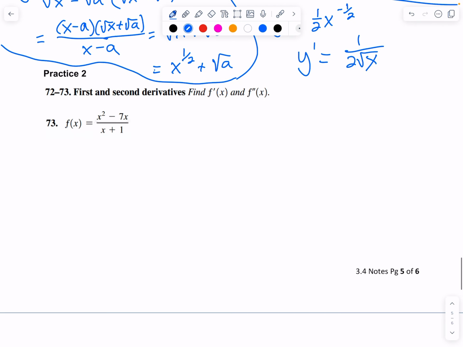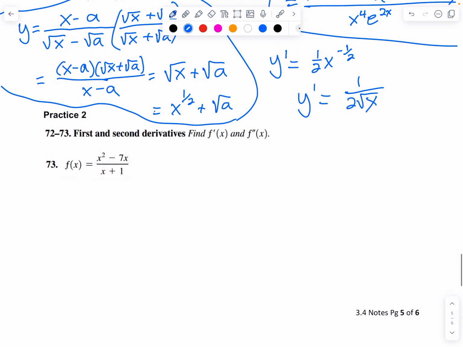All right, I have a few more here. I think 2 more problems. The last one has multiple parts. They want us to find f prime and f double prime. So we're going to use, again, I'm going to write out the quotient rule because we're going to need it. This is low d high minus high d low all over low squared.